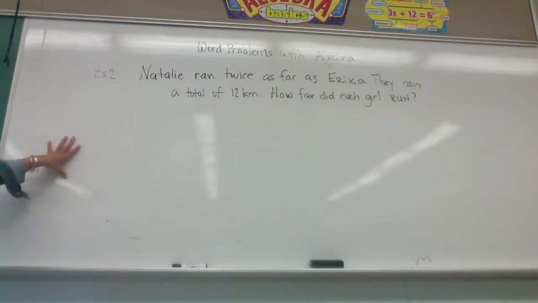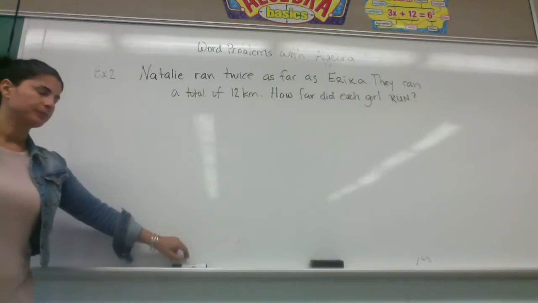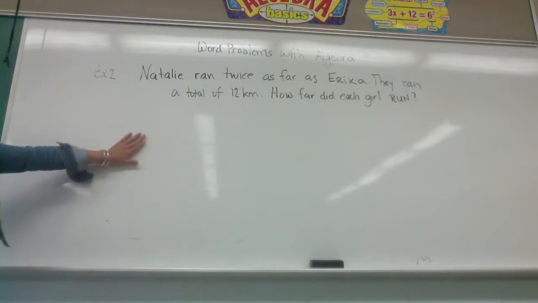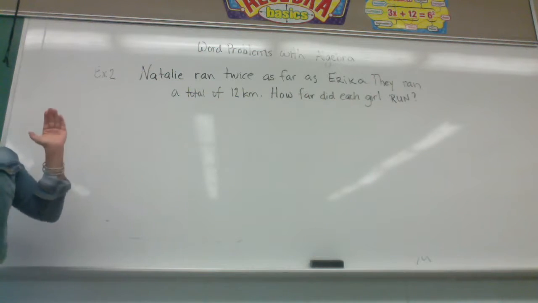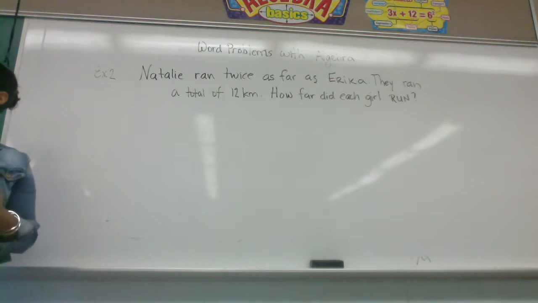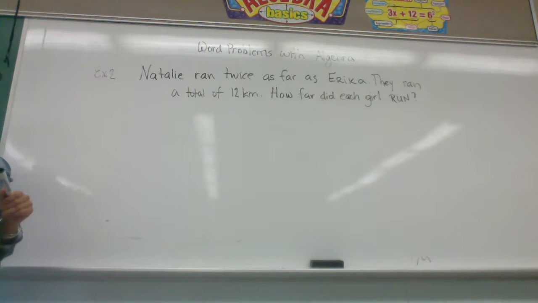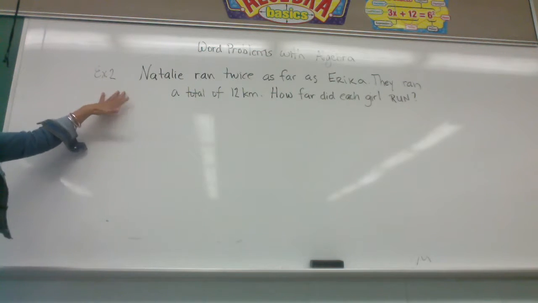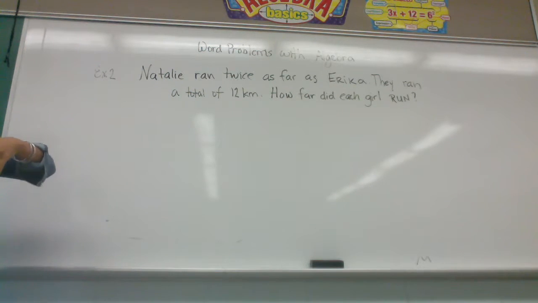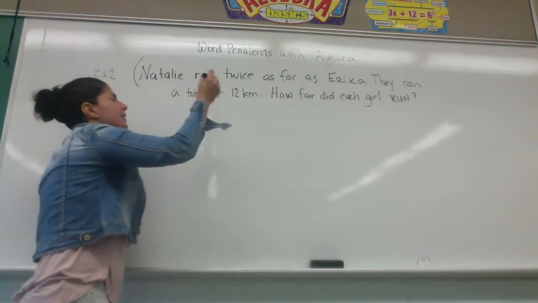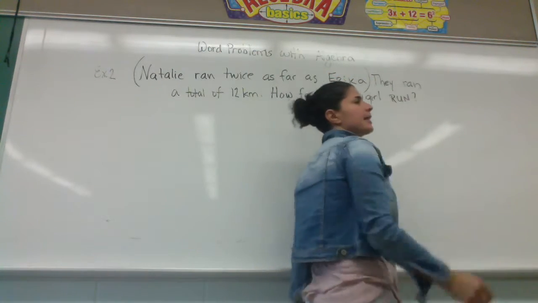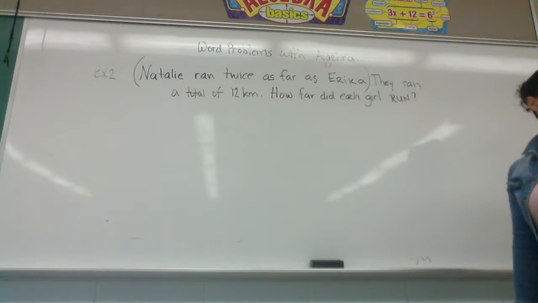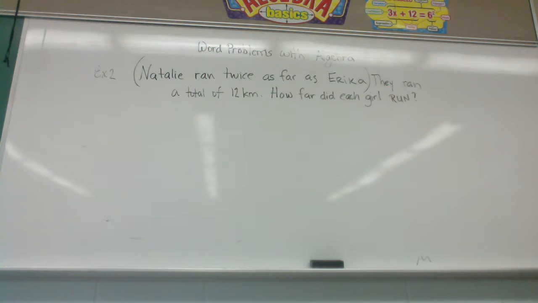So this example, fairly easy. First thing that I ask you to do always is just to put brackets around the sentence, what sentence? Compare, where the 2 are being compared. It's usually the first sentence, but not always. In this case it is, Natalie ran twice as far as Erica. This is the comparing sentence. We are comparing the distance that each girl, Natalie and Erica, ran.